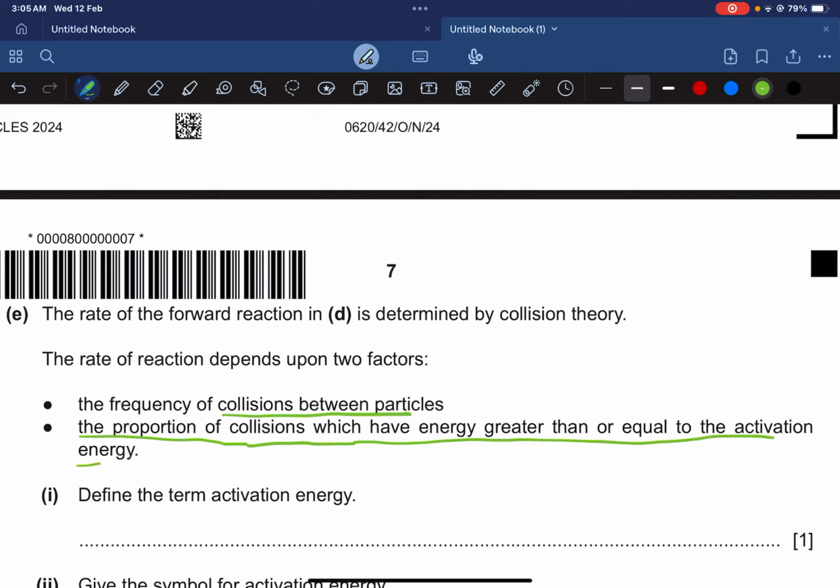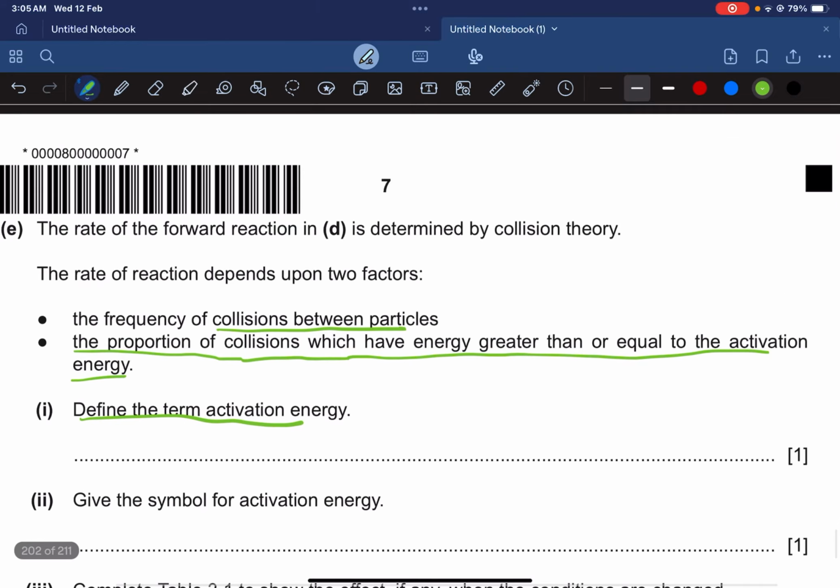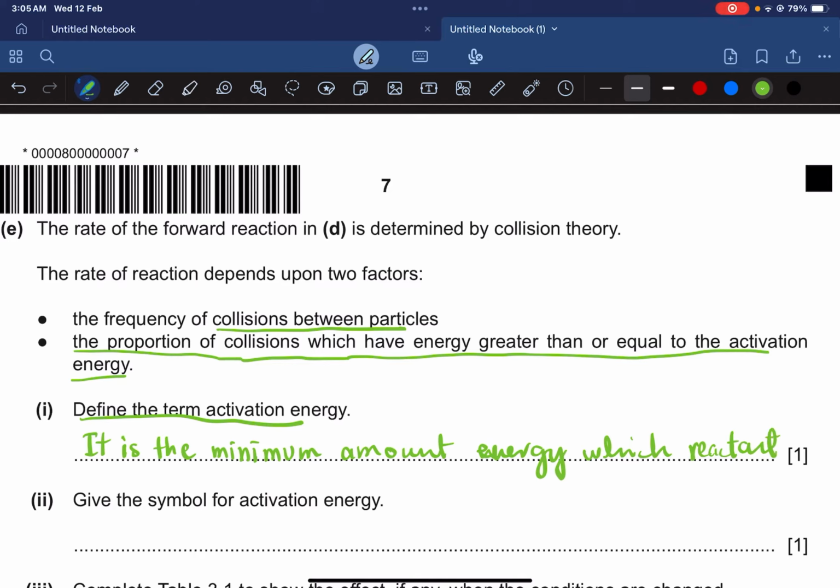Define the term activation energy. Okay, so activation energy is the minimum amount of energy which the reactant particles must have in order to react.